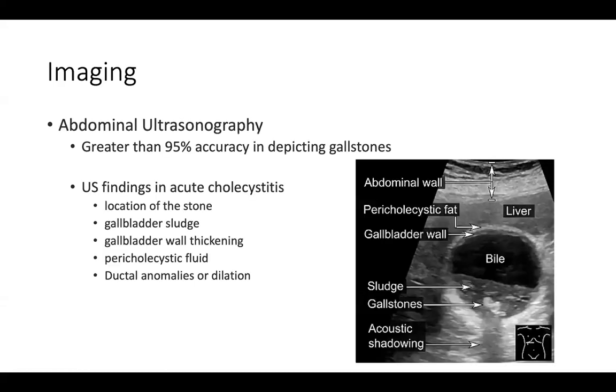In terms of imaging, right upper quadrant ultrasound is the study of choice in patients with suspected gallstones. Ultrasound is reliable in detecting gallstones and is more than 95% accurate. Results are immediate, and ultrasound is very accessible. Ultrasound findings in acute cholecystitis include a discrete echo density with acoustic shadowing representing gallstones. Ultrasound may also reveal gallbladder sludge, gallbladder wall thickening, and pericholecystic fluid. It may also reveal ductal anomalies or ductal stones and dilation.